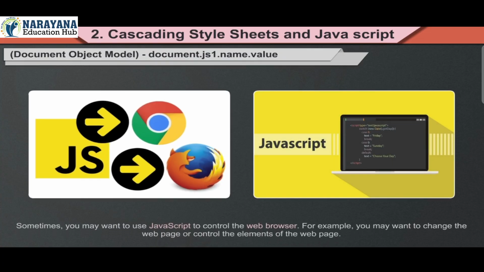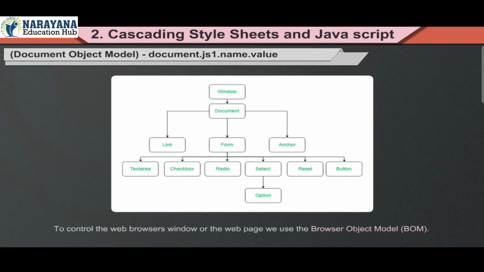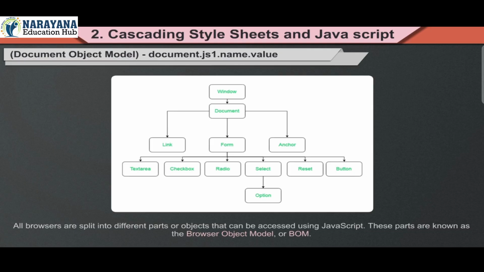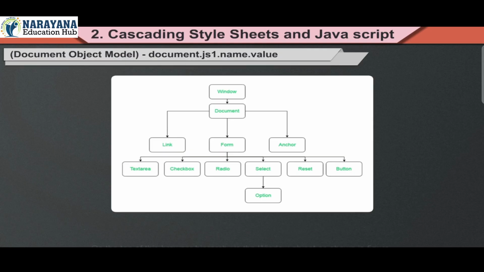Sometimes you may want to use JavaScript to control the web browser. For example, you may want to change the web page or control the elements of the web page. To control the web browser window or the web page, we use the browser object model, that is BOM. All browsers are split into different parts or objects that can be accessed using JavaScript. These parts are known as the browser object model or BOM.